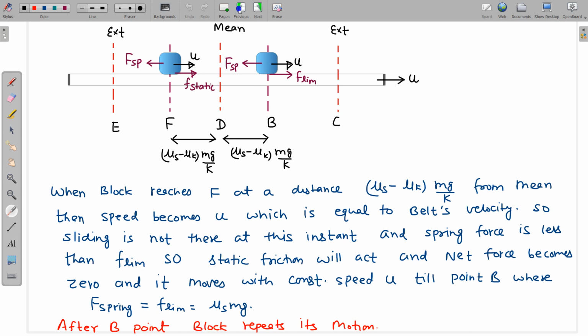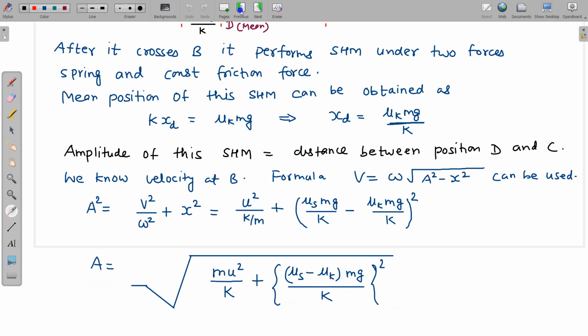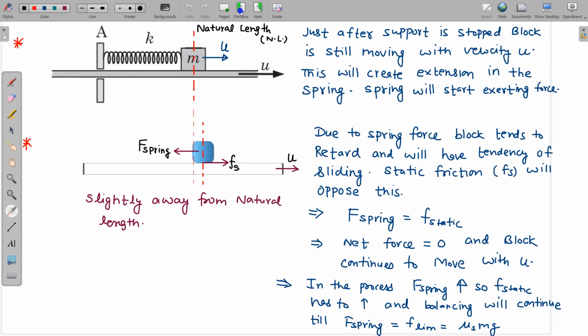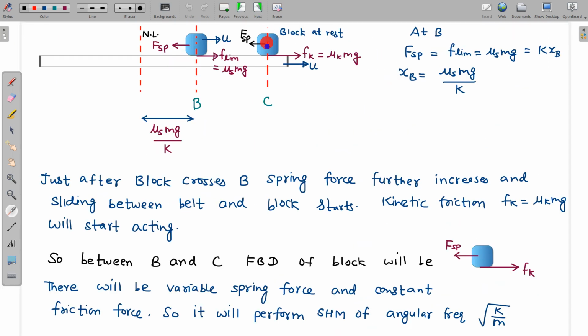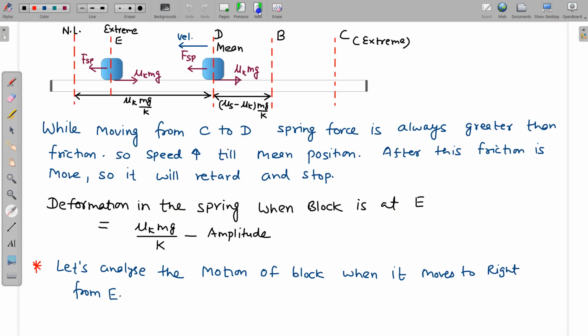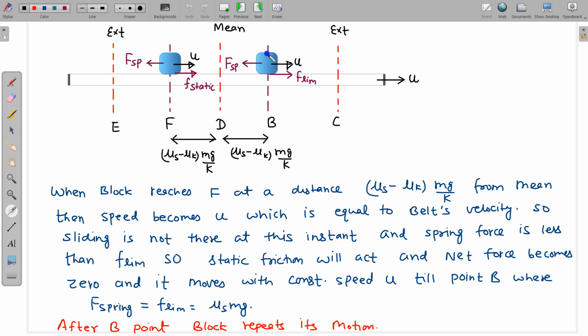Okay, if we go back, then at the location B we have seen that the velocity was equal to u. Okay, at the location B velocity was equal to u, and it was going in this direction, and the forces were balanced. Okay, limiting friction force and spring force were balanced. Now we are at the same position again. Okay, so this is the point B, again the same situation is happening.